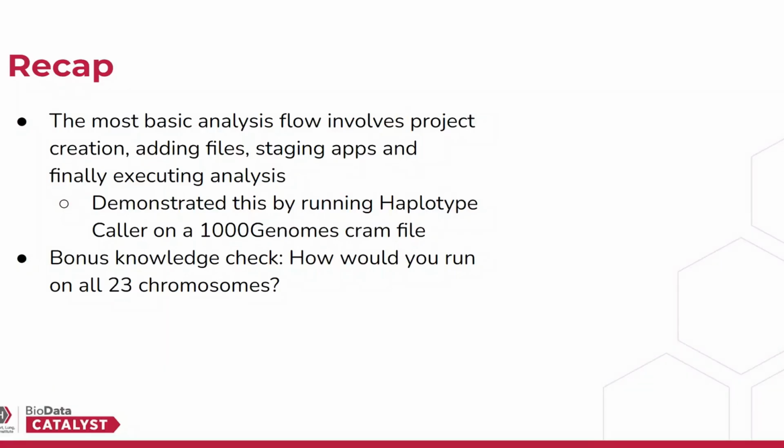Okay, let's recap what we just learned. We demonstrated the basic researcher analysis flow by running haplotype caller on a 1000 genomes CRAM file. Remember, the basic flow is project creation, adding files, staging your apps, and executing an analysis task. As a bonus knowledge check, think about running haplotype caller on all 23 chromosomes. What would you need to change to make this work?